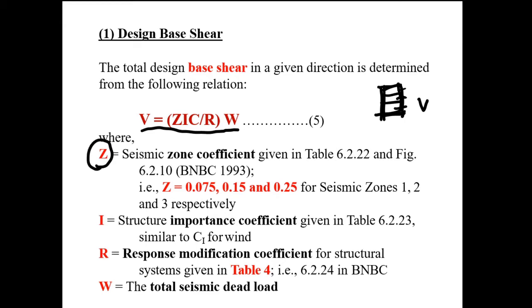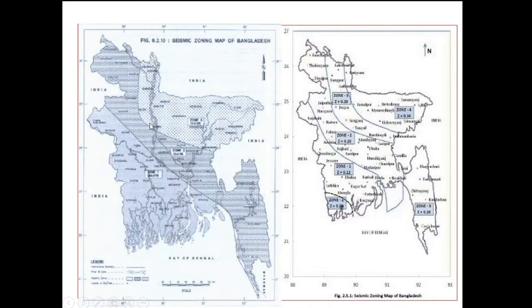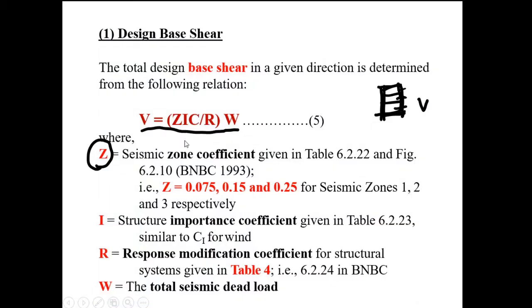According to the BNBC 1993, this is the figure that was provided in BNBC 1993. Here we can see the total Bangladesh map has been divided into 3 areas or 3 zones. So there will be 3 zone coefficients. It is mentioned here that Z is equal to 0.075, 0.15 and 0.25 for each of the zones, which are 1, 2 and 3 respectively.